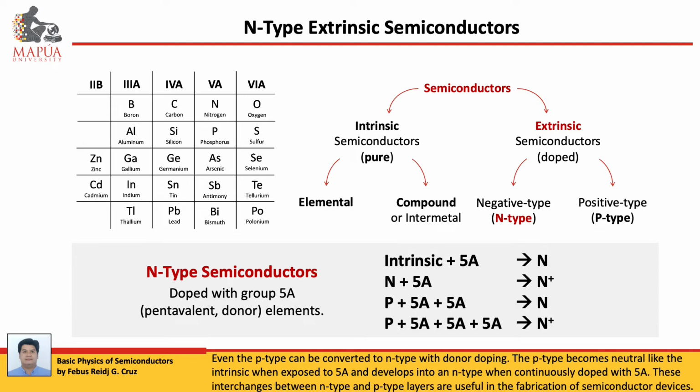Even the P-type can be converted to N-type with donor doping. The P-type becomes neutral, like the intrinsic, when exposed to 5A, and develops into an N-type when continuously doped with 5A. These interchanges between N-type and P-type layers are useful in the fabrication of semiconductor devices.